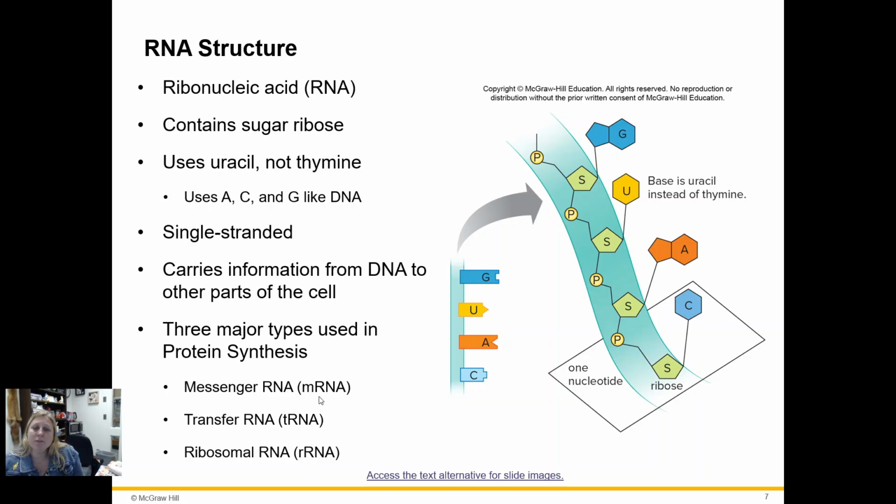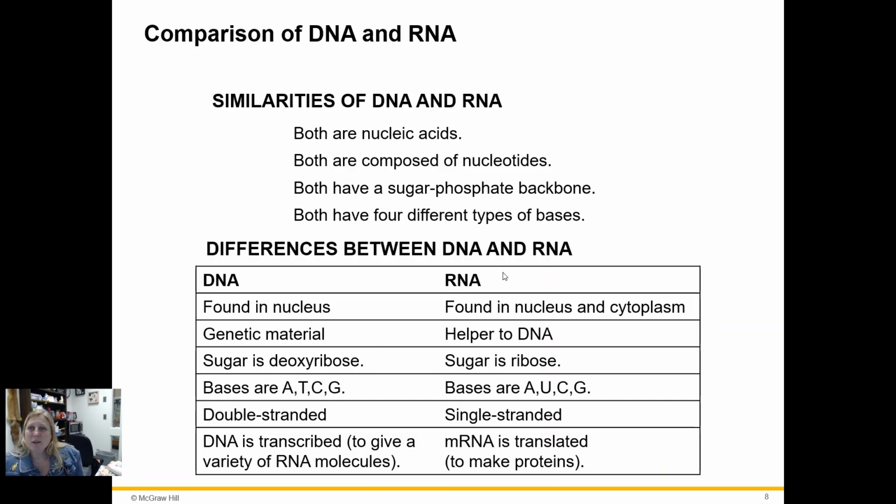We have 3 different kinds of RNA: messenger RNA or mRNA, transfer RNA or tRNA, and then ribosomal RNA or rRNA or ribosomes. Remember we talked about how ribosomes were not membrane-bound organelles? That's because they are made of RNA, and so they are actually a nucleic acid. They're a little weird one. We call them an organelle, but technically are they? Not really, okay? So I do have on here some comparisons of DNA and RNA, what we should know of similarities and what we might find as the differences.